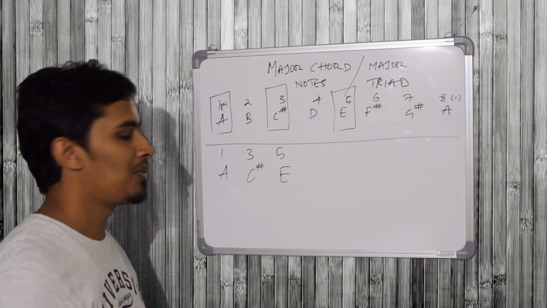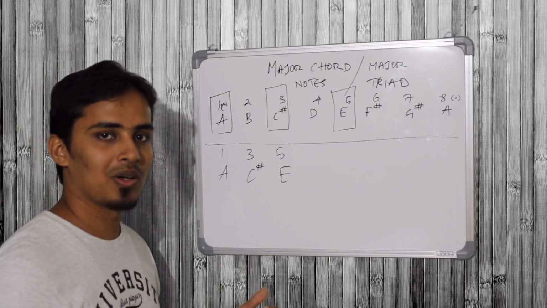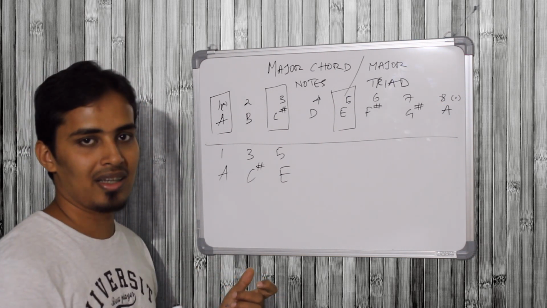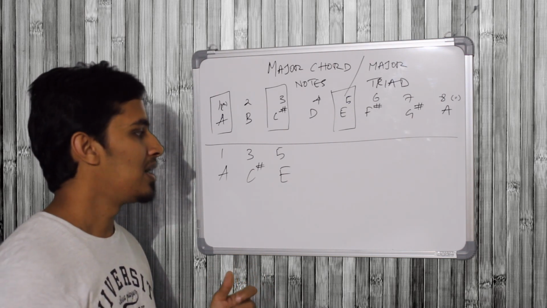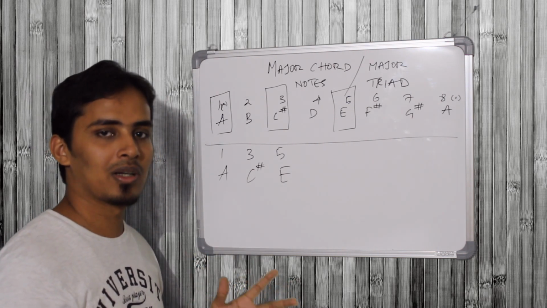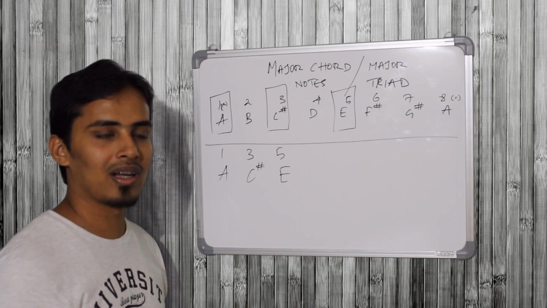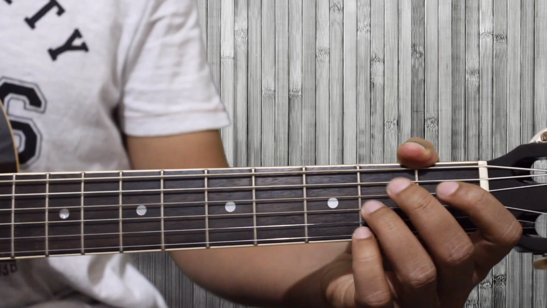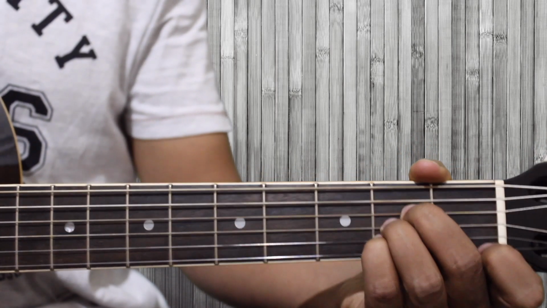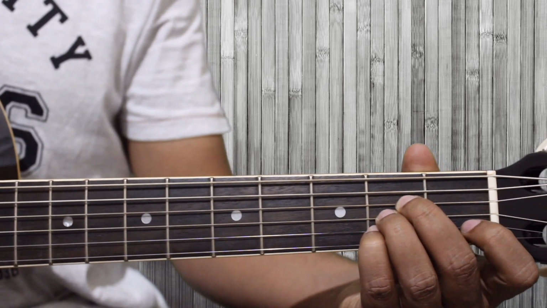So when we actually hold the A major chord, we are holding the A, C sharp, E in a particular combination. So regardless of wherever you play these notes on the fretboard, it will give you the sound of an A major. So like we just discussed, in A major there's A, C sharp and E notes.